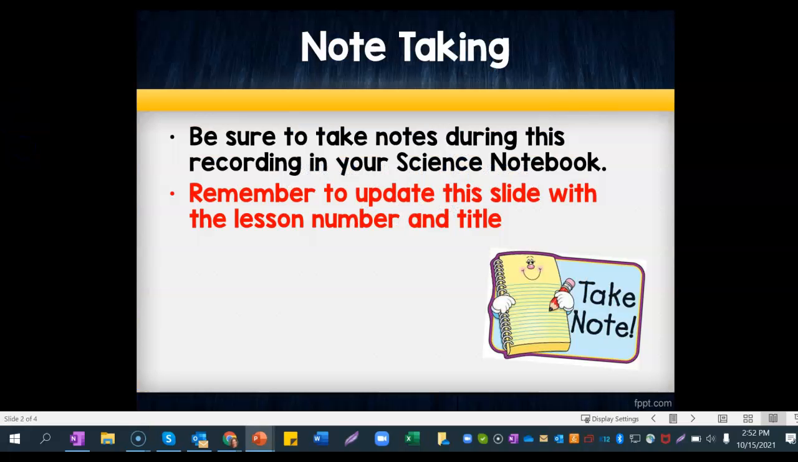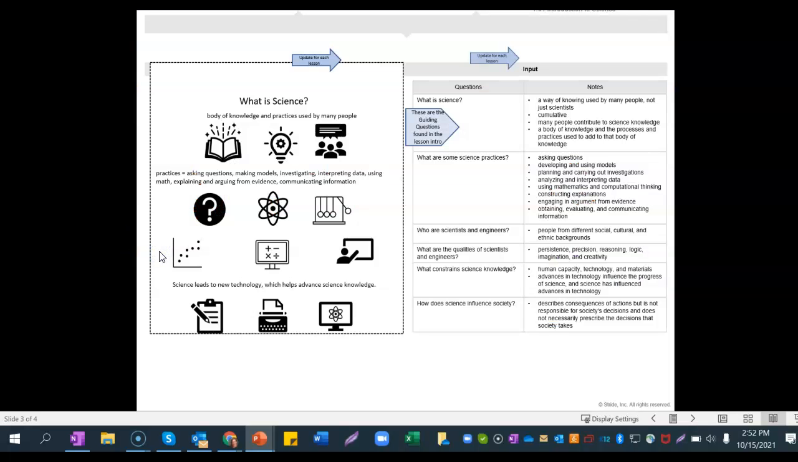Be sure that you're taking notes during the recording to add to your science notebook. Remember also to update that slide with the lesson number and title. So if you can see the image here, make sure you put all the guiding questions on the right side, and that you add to your notes. I will give you note ideas as we read through the lesson.